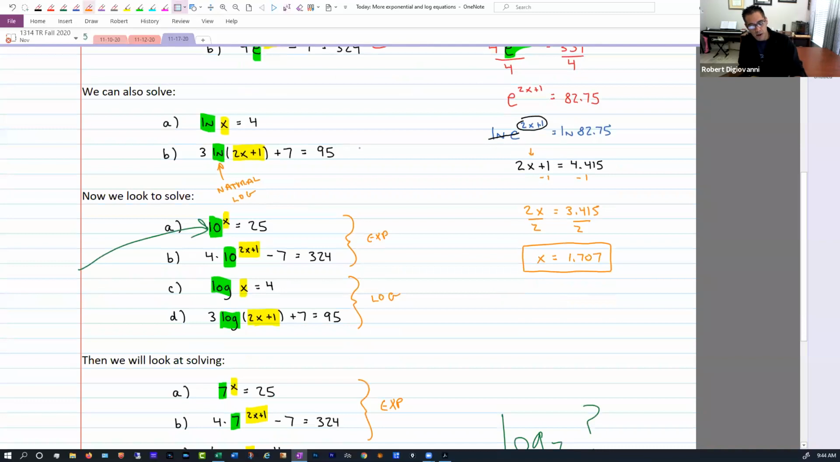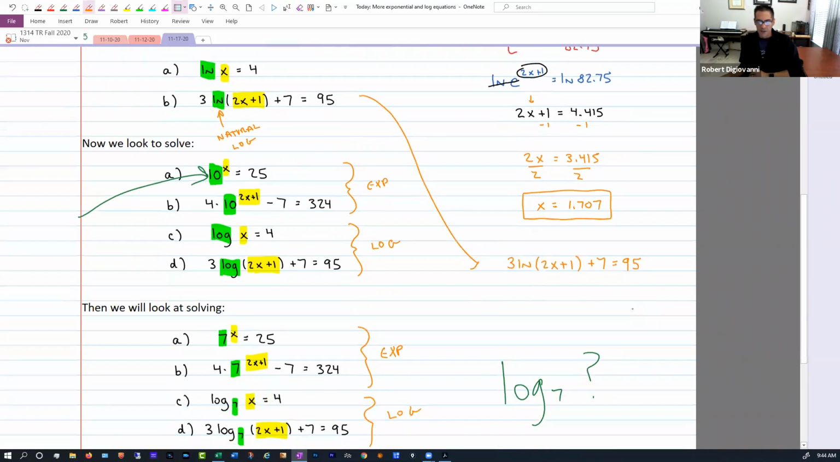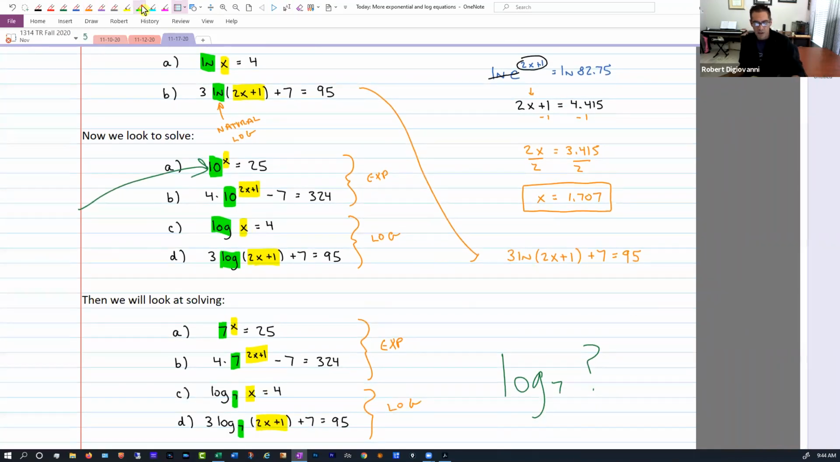Now, on this equation, that's a log equation. I'll do the harder of the two there. It's the same thing, except that the thing you're trying to get by itself is the log part. We're going to try and get that by itself. So we subtract 7 on both sides first. That'll give us 3 natural log of 2x plus 1 equals 95. Take away 7 is 88.